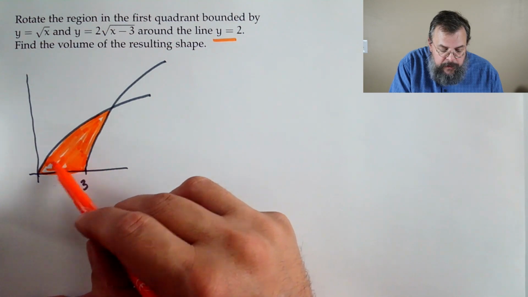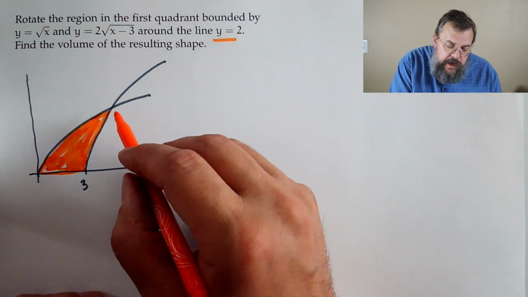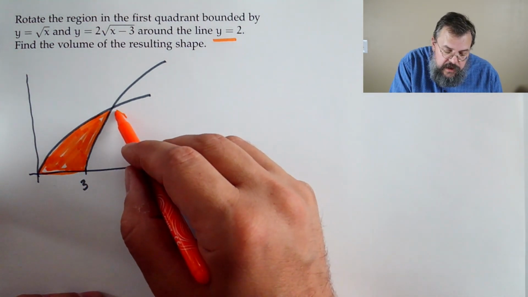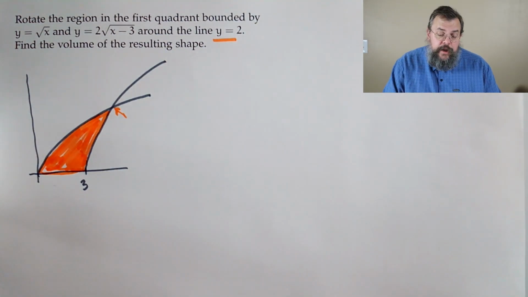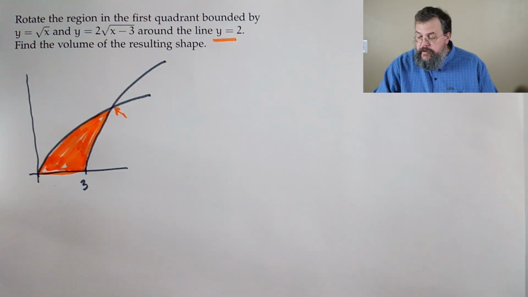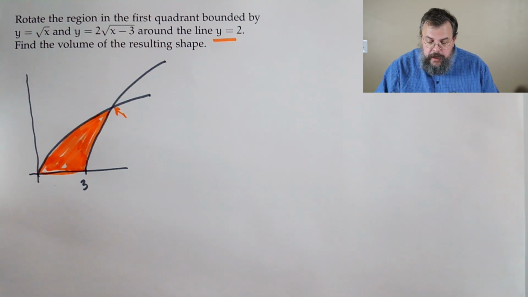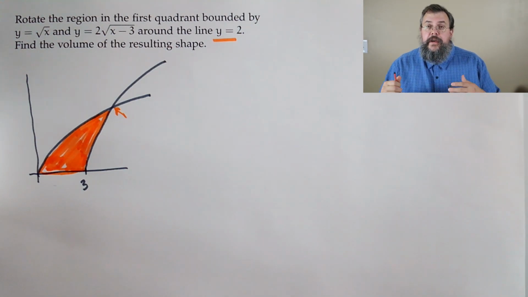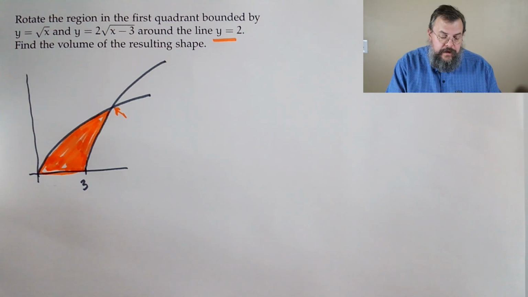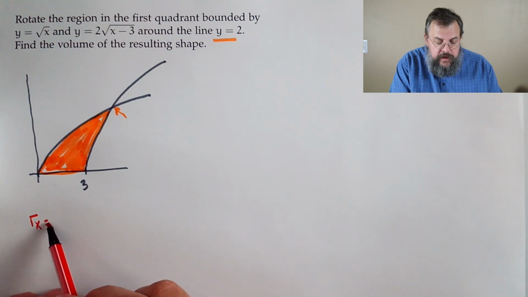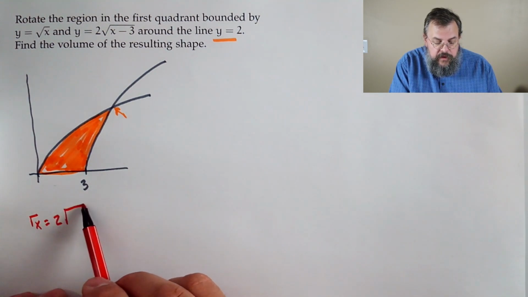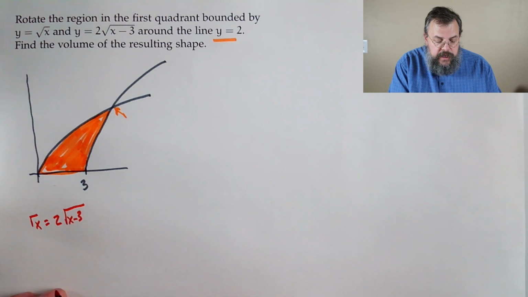Now, before we draw where y equals 2 is, we might ask ourselves the question, can we figure out where they intersect? Now, there's a couple of ways to do that, and here's one way. One way to do it is to say, well, they intersect where they agree. Okay, so what would be true? We would need to have square root of x equal to 2 square root of x minus 3.